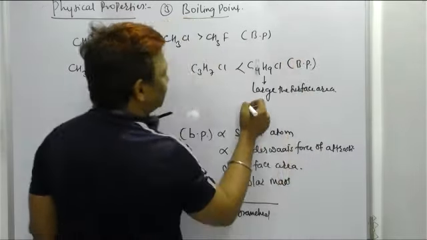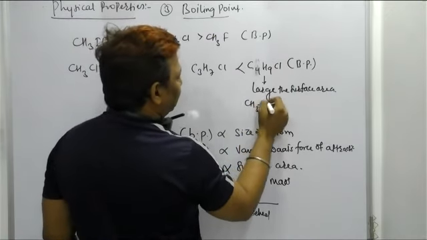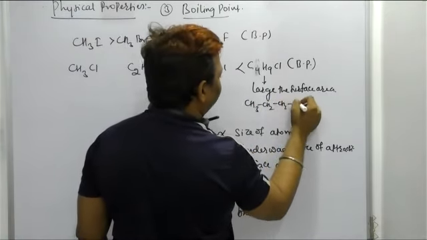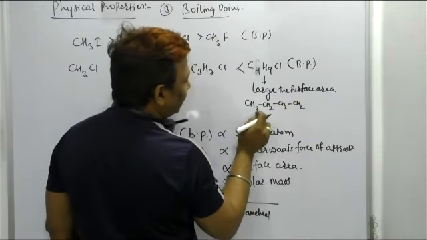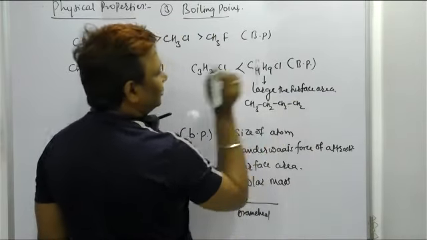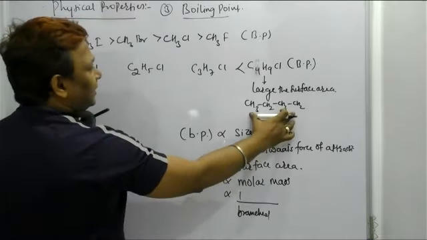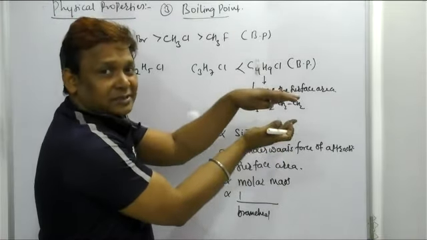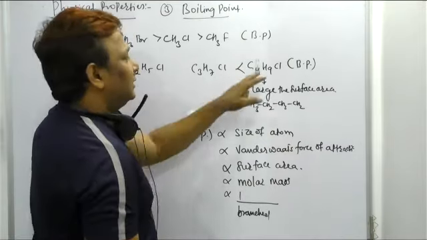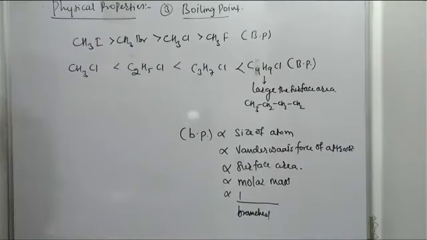How do you know it has the larger surface area? C4H9 can be written as 1, 2, 3, 4 carbons, so 3 plus 2, 5 plus 2, 7 plus 2, 9 hydrogens. So the larger the surface area, the greater the van der Waals force of attraction, and the greater the boiling point than the others. Is it clear? Very good, beta.